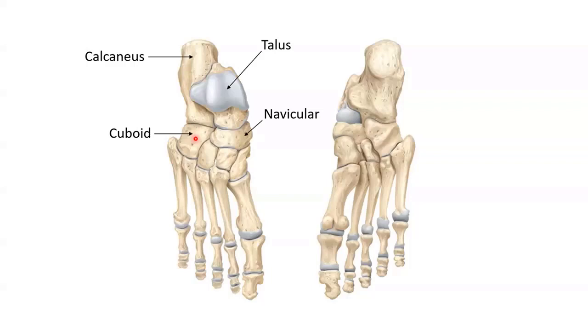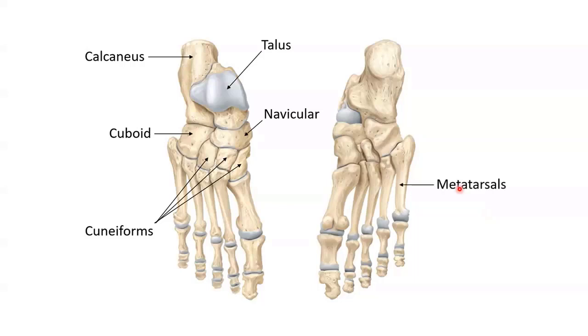Anterior to the navicular bone are 3 cuneiform bones. So they're named the first, second, and third, or the medial, intermediate, and lateral cuneiforms. For this unit, you can just simply refer to them as cuneiforms.